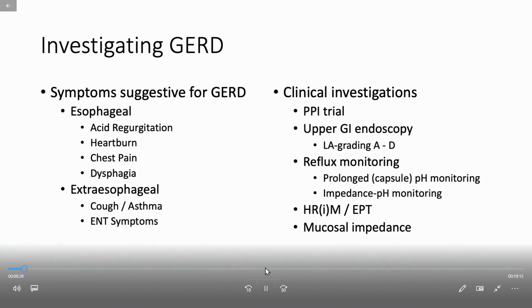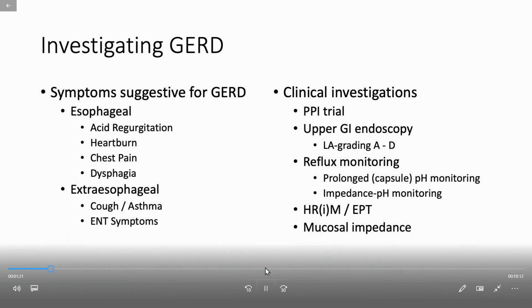Now, investigating reflux, we usually take patients with symptoms suggestive of reflux disease, and you are all familiar with the esophageal or the extra-esophageal symptoms that bring patients to our clinics. In terms of clinical investigations, PPI trials have been used and are currently used by primary care physicians. We often perform upper GI endoscopies, grading findings according to the Los Angeles classification in class A through D. And in terms of physiological testing, what we heavily rely upon is reflux monitoring, and here we can use either capsule pH monitoring for more prolonged studies, or impedance pH monitoring if we want to look at characteristics of reflux episodes and or understand the pathogenesis of symptoms on PPI therapy.